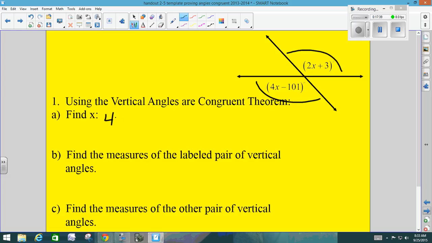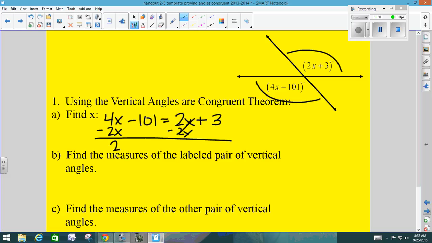Yeah, set them equal to each other. 4x minus 101 equals 2x plus 3. Now use your awesome algebra skills. Combine like terms. You want to move 4x to the right or 2x to the left? How am I going to do that? Your subtraction property. Subtract the same thing from both sides. 2x minus 101 equals 3.